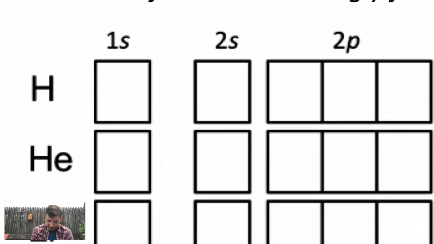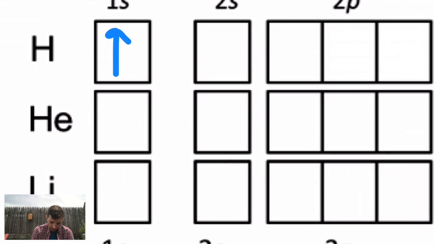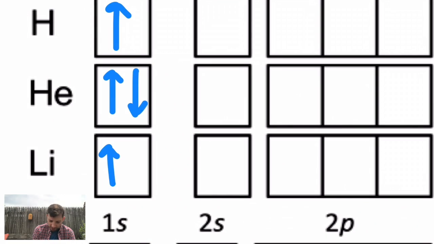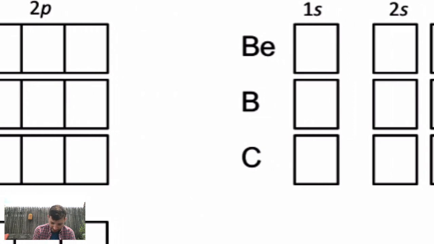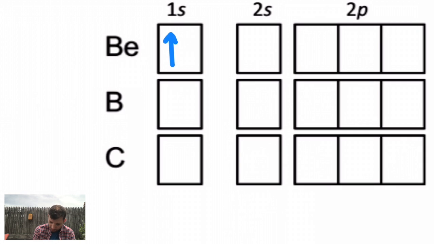So hydrogen's configuration of 1s1, I would put 1 electron in it. Helium is 1s2, and they go in opposite directions when they pair up in the same orbital. Lithium is 1s2, 2s1. I'm going to keep going over to the right. Beryllium is 1s2, 2s2. Boron, we're just adding 1 electron each time.